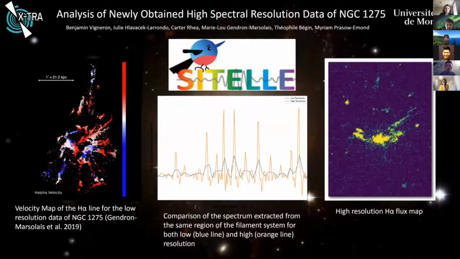So previous low resolution observations of the filamentary nebula were performed by Dr. Marie-Lou Gendron-Marsolais and allowed us to retrieve the entire velocity structure. However, due to the low resolution, it wasn't possible to perform a velocity components analysis. Therefore, high resolution observations were needed and acquired in 2019 with SITELLE, the Fourier transform spectrometer installed at CFHT.